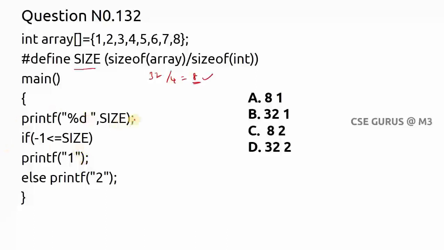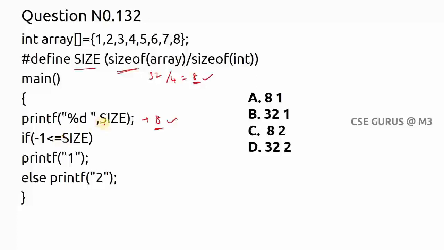Now printf percentage size, anyway it prints, that is 8. Now minus 1 is less than or equals to 8. Of course we feel that minus 1 is less than or equals to 8 is true, it prints 1. But in this case, if you see the size, which uses the sizeof operator, so here in this preprocessor directive, even if you take size, that is equals to 8 you have taken, now it will consider, it's not like minus 1 is less than or equals to 8. Here it executes in a different manner.